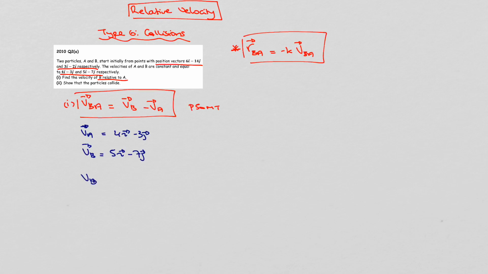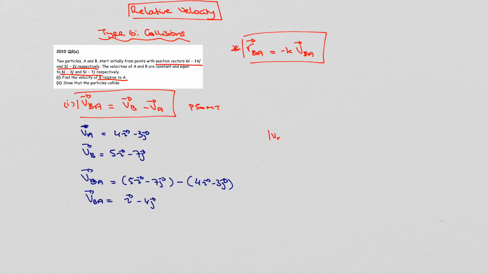So to get the velocity of B relative to A, we have 5i minus 7j minus (4i minus 3j). So taking like with like, so i's with i's and j's with j's, we have 5i minus 4i, leaves us with just i, and then we have minus 7j minus 3j. So minus 7j plus 3j gives us then minus 4j. So of course we need our magnitude and our direction. It doesn't ask for it, but we should always work out our magnitude and our direction.